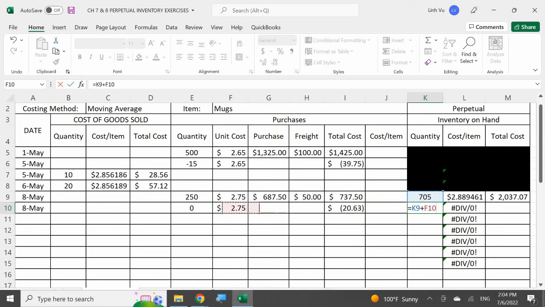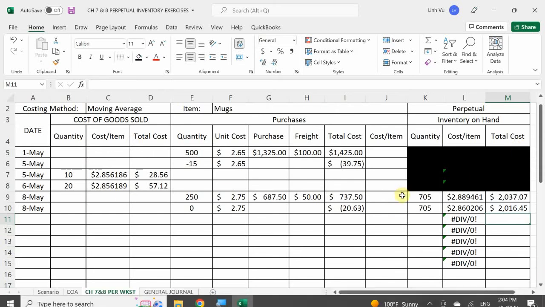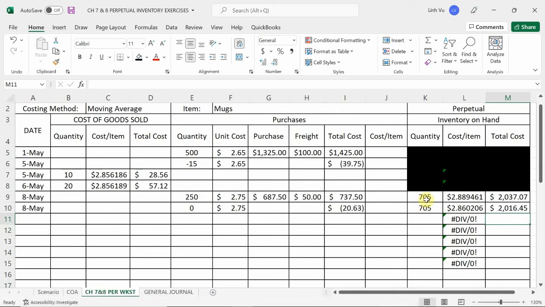So again, this doesn't affect my quantity, but it does affect my total cost because I'm getting a refund for that $20.63. In this case, it will decrease it down to $2,016.45, which will also decrease my average cost per item to $2.8602. Because now I am spreading the freight and the total cost amongst this, but my cost is lower now.